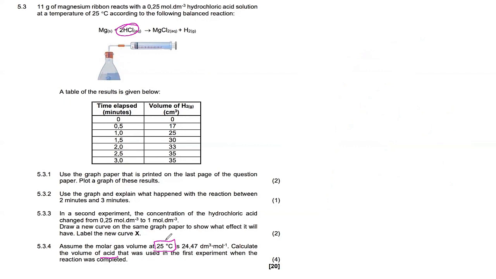Now, assume that the molar gas volume at 25 degrees Celsius is 24.47 dm cube. Now, what are we going to do here? We want to get to our hydrochloric acid, but then we know that the one that will be produced at STP is our gas. And then we are also given information here on the gas. So it makes sense that we can start by calculating the number of moles of the gas. So for 5.3.4, to complete our step one, we will say step one, let's calculate the number of moles.